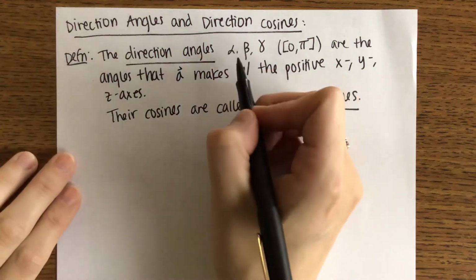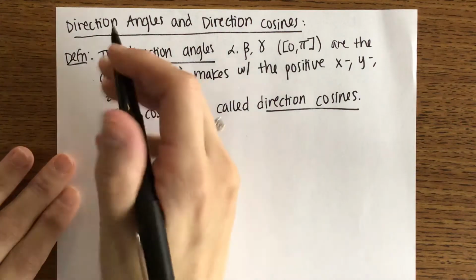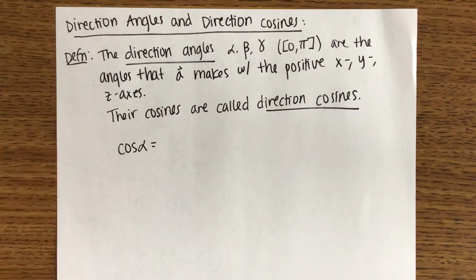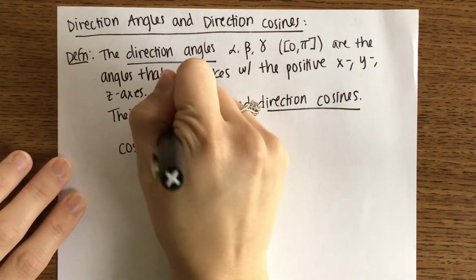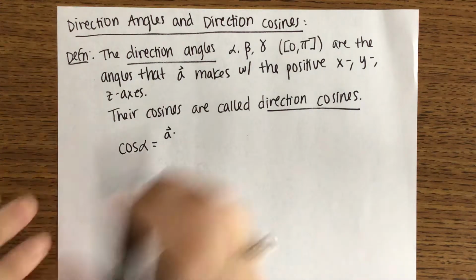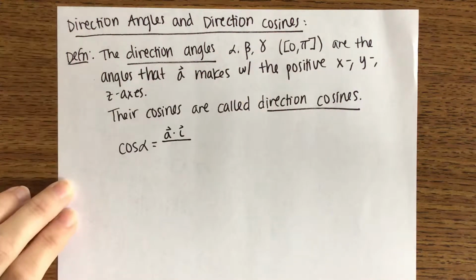So let's say that we wanted to find alpha. We would start with that theorem that we had before. So the cosine of alpha. This is going to be the angle between our vector and the x-axis. The vector is going to be A. What vector can we use to represent the x-axis? What's a vector that goes along the positive x-axis? I, which is 1, 0, 0. So we're going to take A and dot it with I.